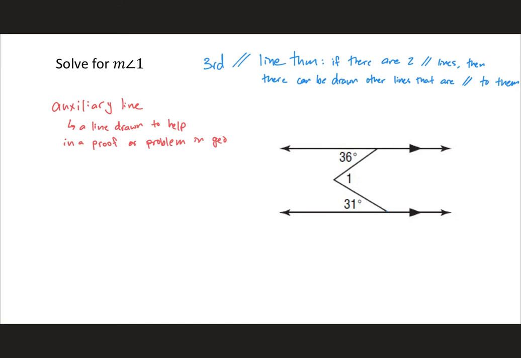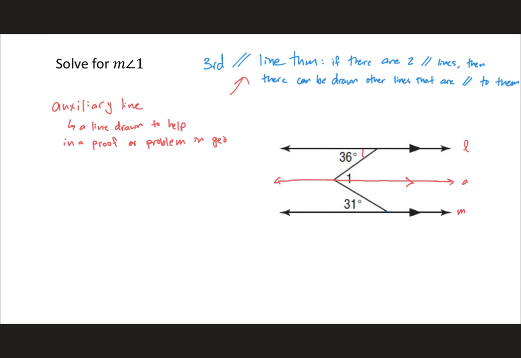So I'm only going to add one auxiliary line to this problem, and I'm going to do it so that I cut angle 1 right down the middle. And I'm also going to do it so that it is parallel to the other two lines using the third angle line theorem. Okay. Now I have parallel lines. I'll just name these L, A, and M. L and A are cut by a transversal. A and M are cut by a transversal. And now I can use my parallel line facts.